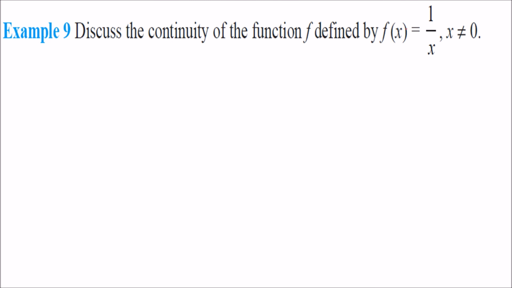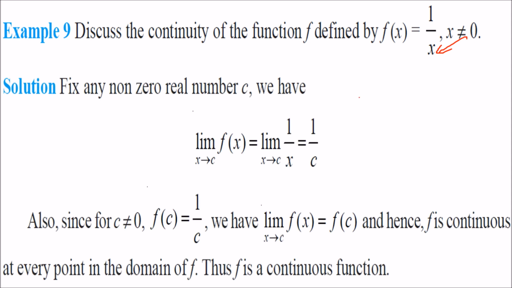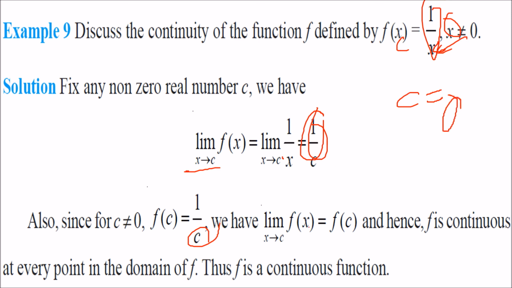Discuss the continuity of this function: f(x) equal to 1 by x, where x should not be equal to 0. So if you apply c here, it will be 1 by c. When you apply the limit, it will be 1 by x, that is 1 by c. So the value of the function at c and the limit of the function at c is 1 by c. So at every point you get f as continuous, 1 by c, but c should not be equal to 0. So this is not defined for x equal to 0. This is only defined for values which are not zeros. You cannot have a 0, but for others f is a continuous function.